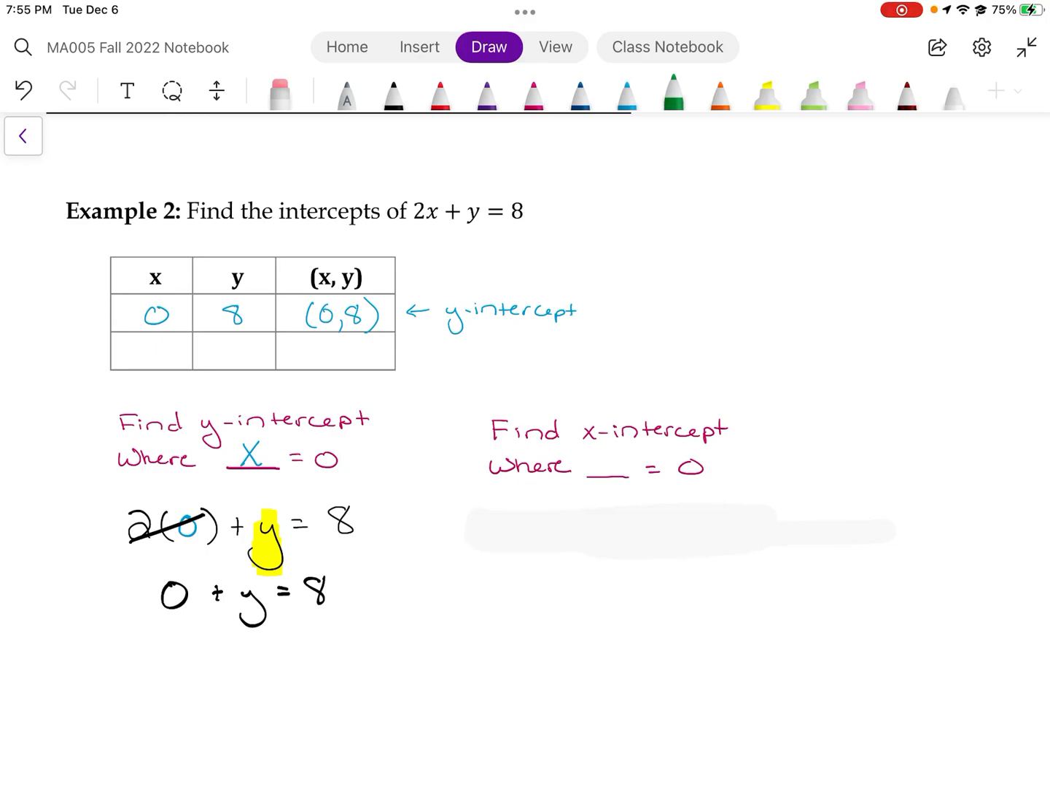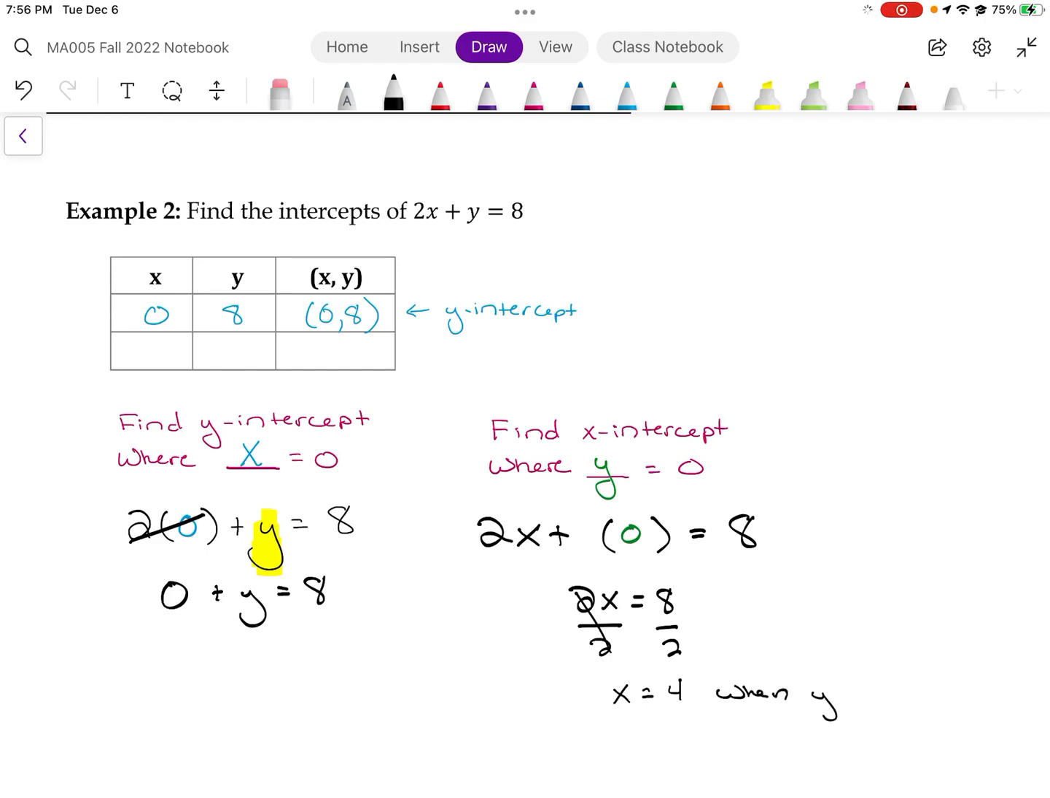All right, so what about where the x-intercept happens, where y equals 0? Let's set up the same equation, 2x plus y equals 8, but we're going to put 0 in for y. So 2x plus 0 equals 8, so we'll just say 2x equals 8. We're going to divide both sides by 2, and we get x equals 4. So when y is 0, x equals 4, because we plugged in 0 for y. So our point is 4, 0, and that is our x-intercept.